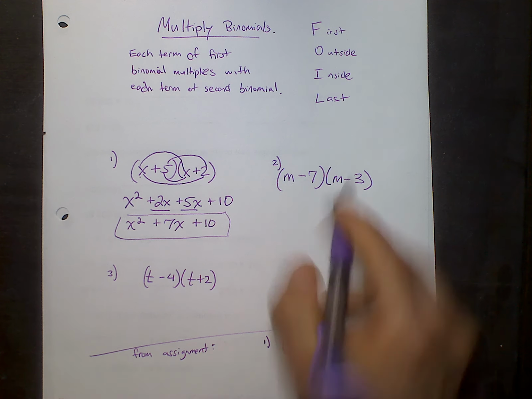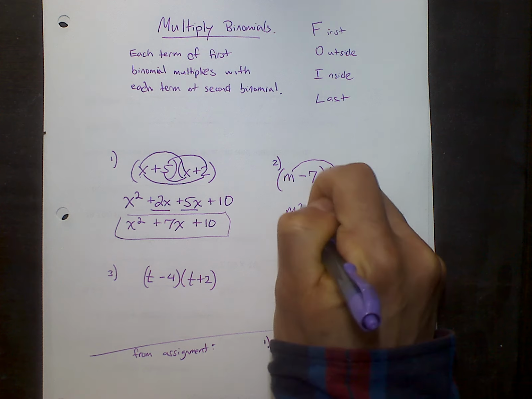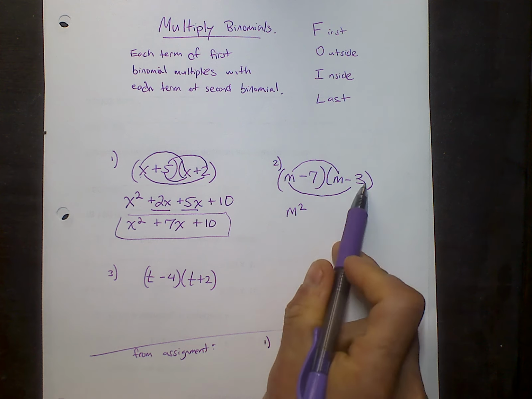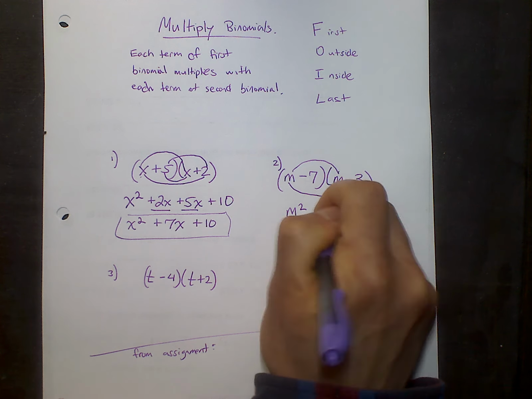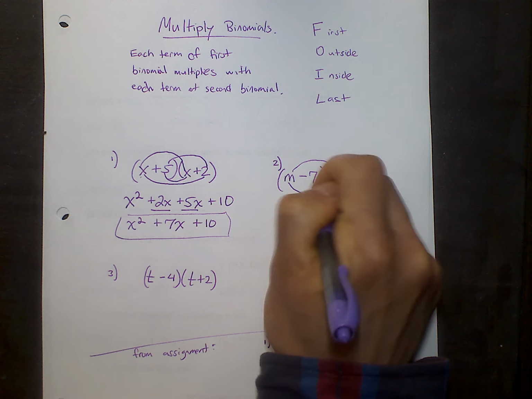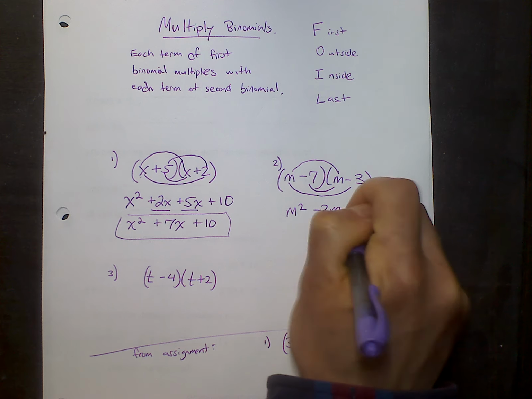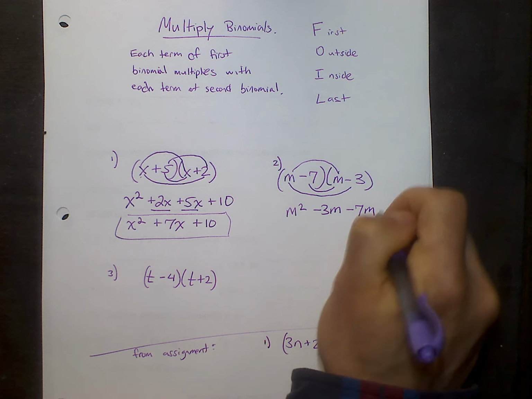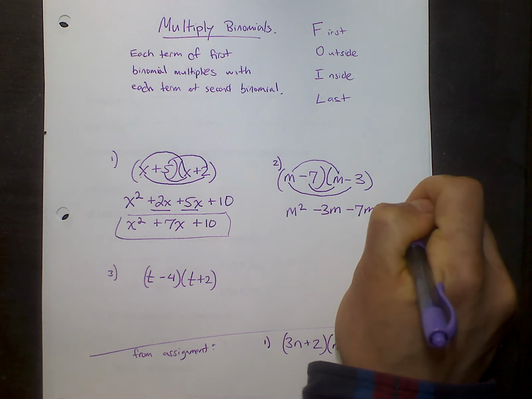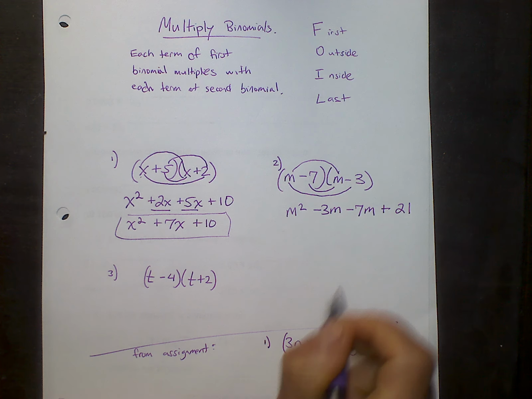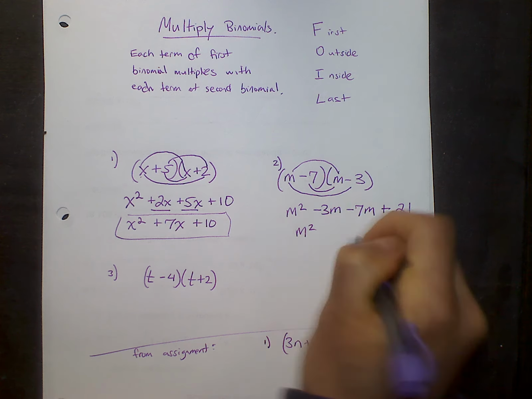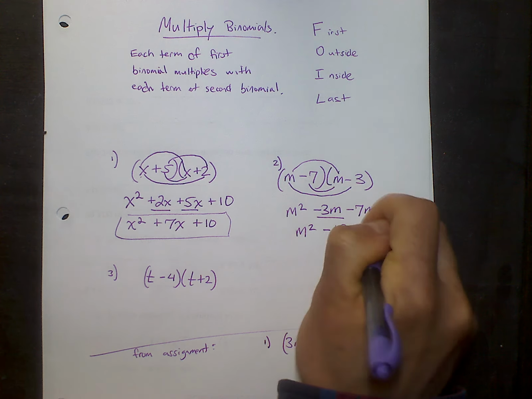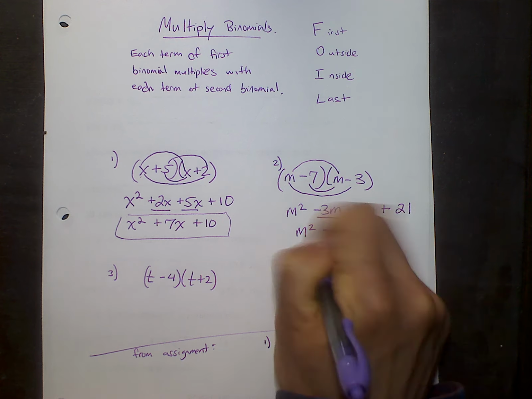Second example, m times m is m squared, m times negative 3. Make sure the negative sign is attached to the number. Negative 3m. Negative 7 times m is negative 7m. And negative 7 times negative 3 is a positive product. Negative times negative is always a positive. m squared, combine the like terms, negative 10m plus 21.